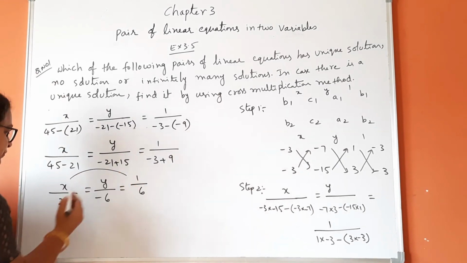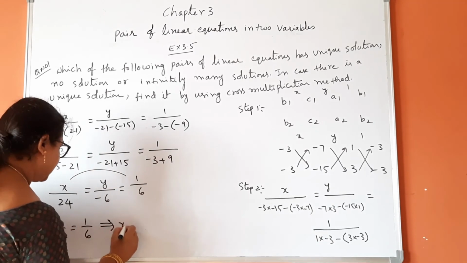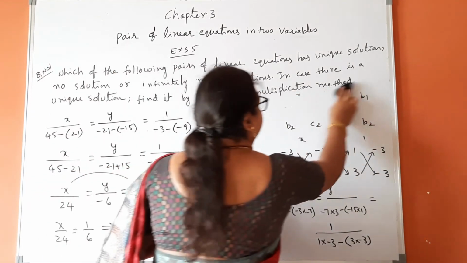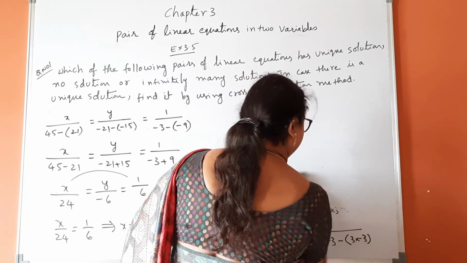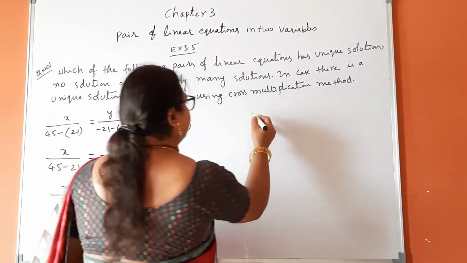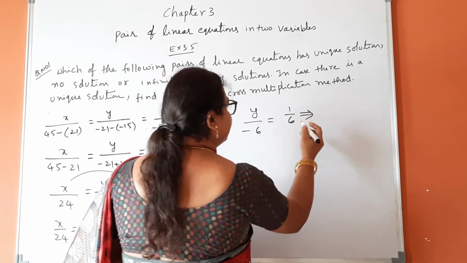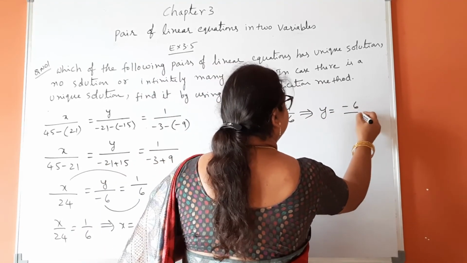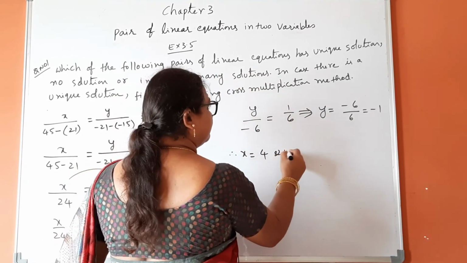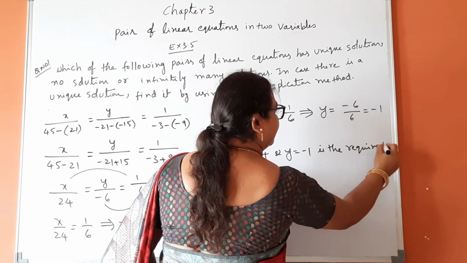Now equate these two. x by 24 is equal to 1 by 6. That implies x is equal to 24 by 6, that is 4. Now equate these two. y by minus 6 is equal to 1 by 6. That implies y is equal to minus 6 by 6, that is minus 1. Therefore, x is equal to 4 and y is equal to minus 1 is the required solution.